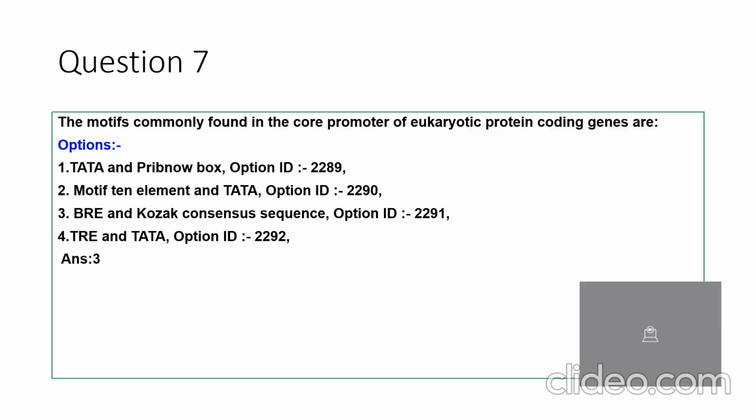The motifs commonly found in the core promoter of protein coding genes are the BRE and the Kozak consensus sequence. In the core promoter of protein coding genes there is the TATA box, here it is BRE and the Kozak consensus sequence. So here the option is 3.